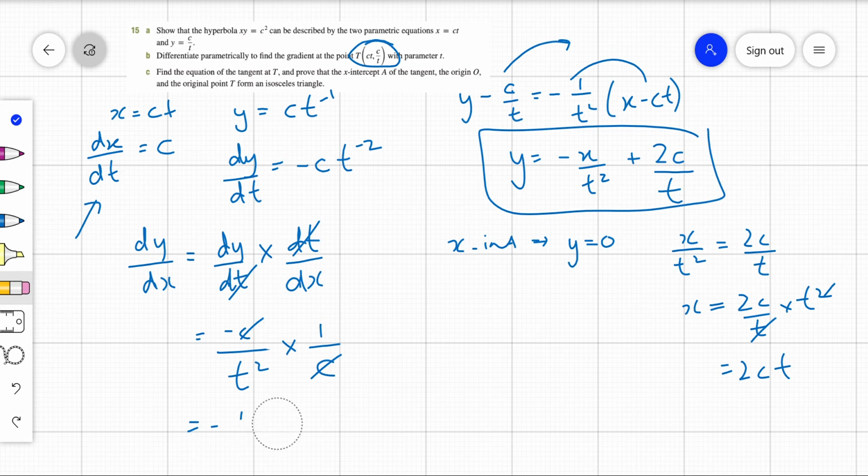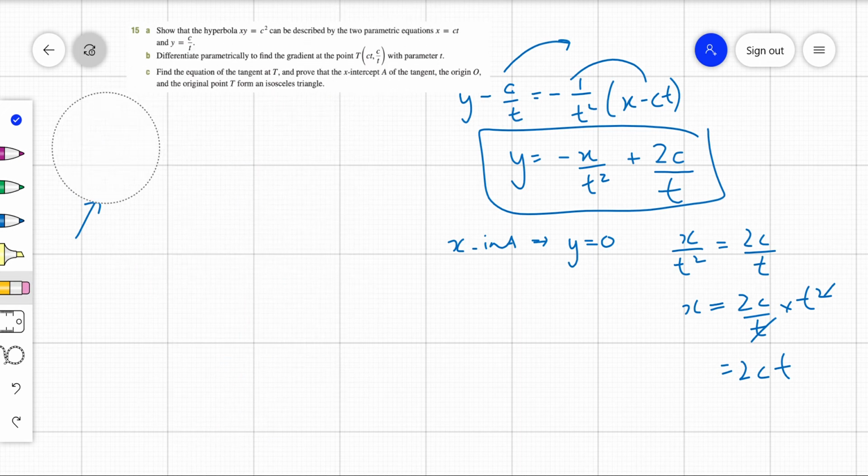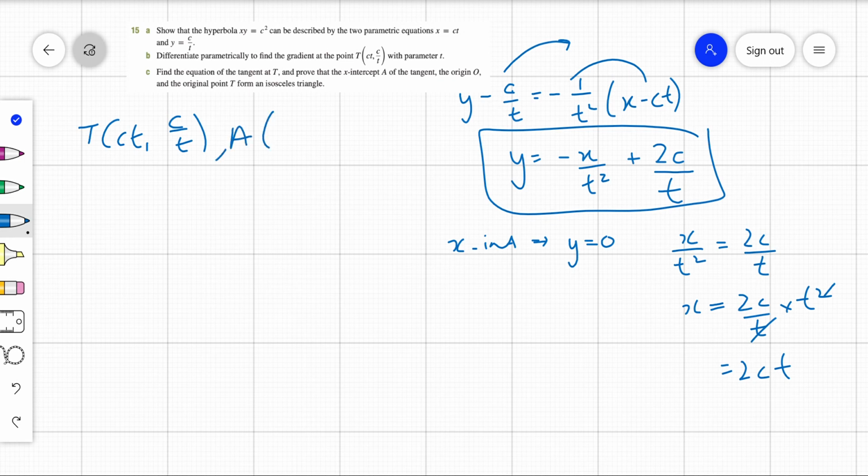So if I were to write the points of interest here, we've got T, ct, c on t. We've got the A now. So A is this x-intercept, which is 2ct, 0. And we've got the origin, which is, of course, 0, 0. So we're supposed to show that it forms an isosceles triangle.